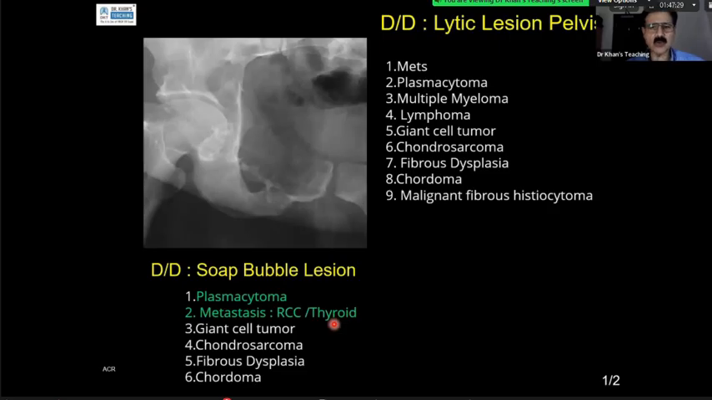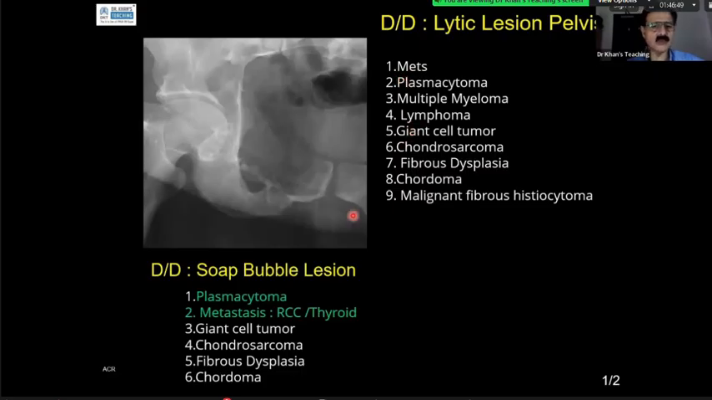Even they can give you a long case where there is an ultrasound of the thyroid with a soap bubble lesion, or ultrasound of the kidney and a soap bubble lesion. Then these differentials should be in your mind. Giant cell tumor, chondrosarcoma, fibrous dysplasia. Look at this, fibrous dysplasia can also give you a soap bubble appearance. It's benign. Chordoma, that is in the sacrum. Now, this differential should also be in your mind. Very important for the exam. So lytic lesion in the pelvis: mets and plasmacytoma, and this is the way to remember things.